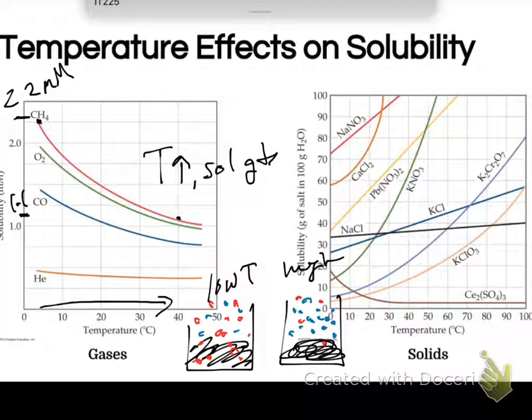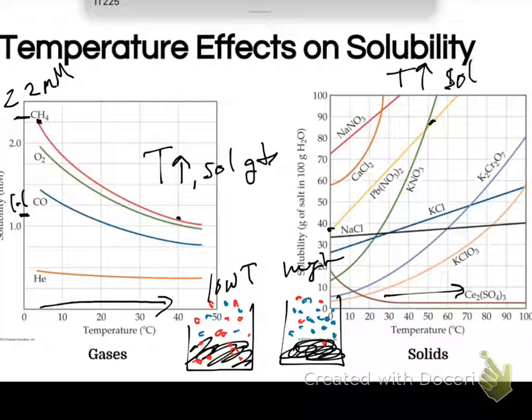Now, solids are a little different. When we increase the temperature for a solid, going from the left to the right, generally speaking, things become more soluble. So let's look at this yellow line, the lead nitrate here. At roughly 0 degrees, we could fit about 38 grams into 100 grams of water. If we increase it to, say, 50 degrees Celsius, it's about 85 grams. So that's an increase.